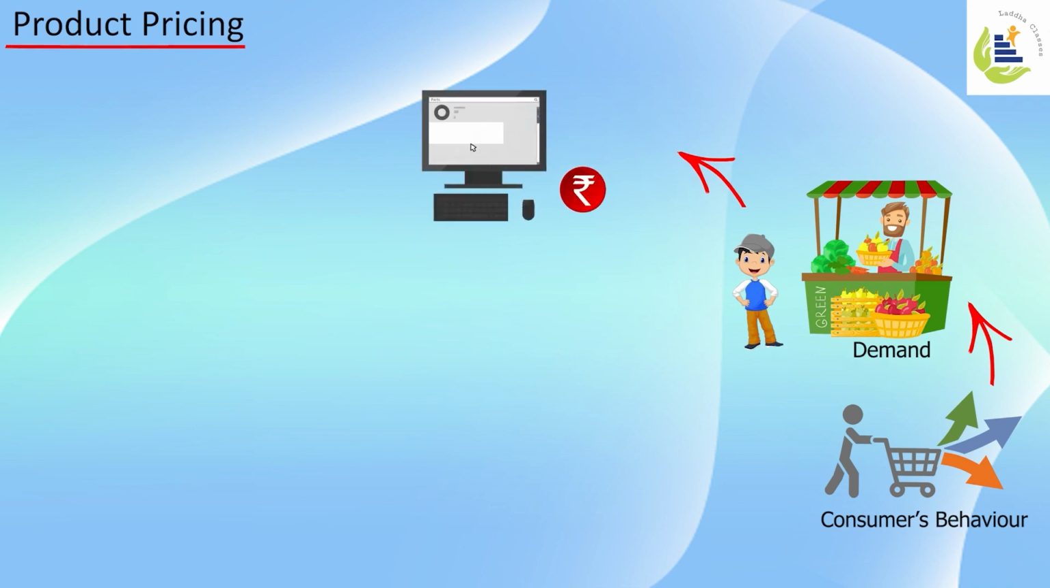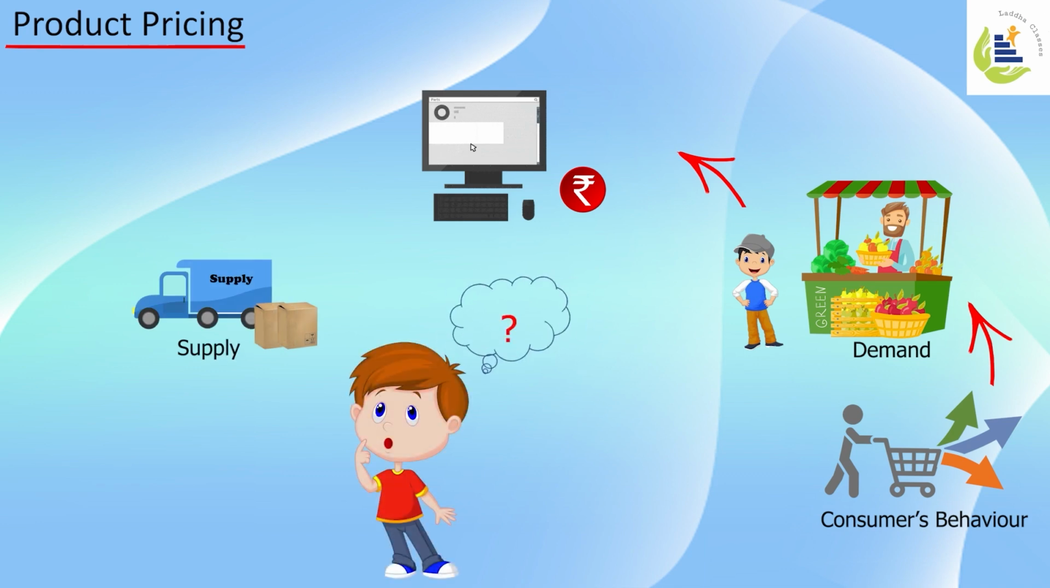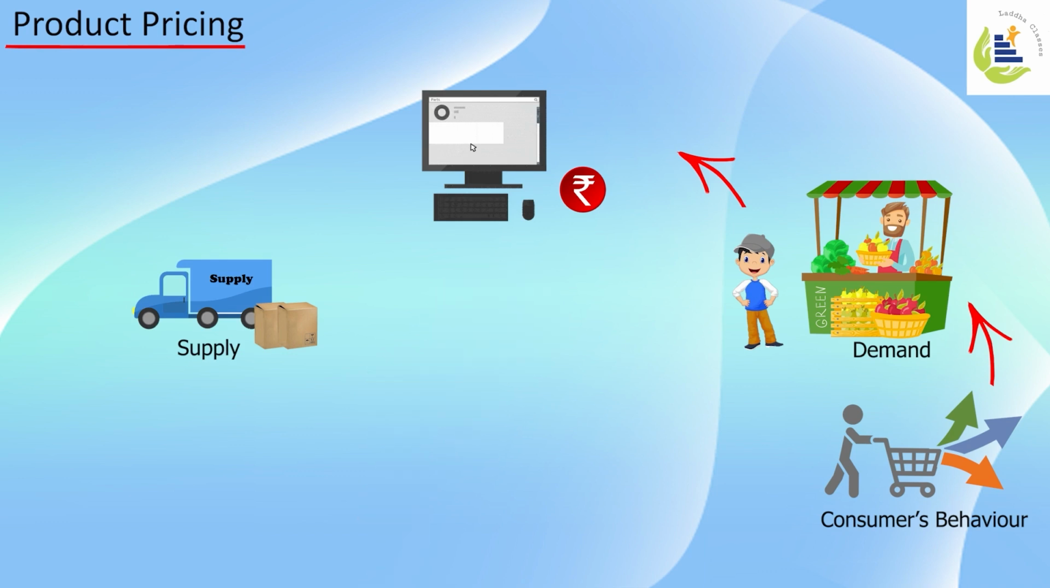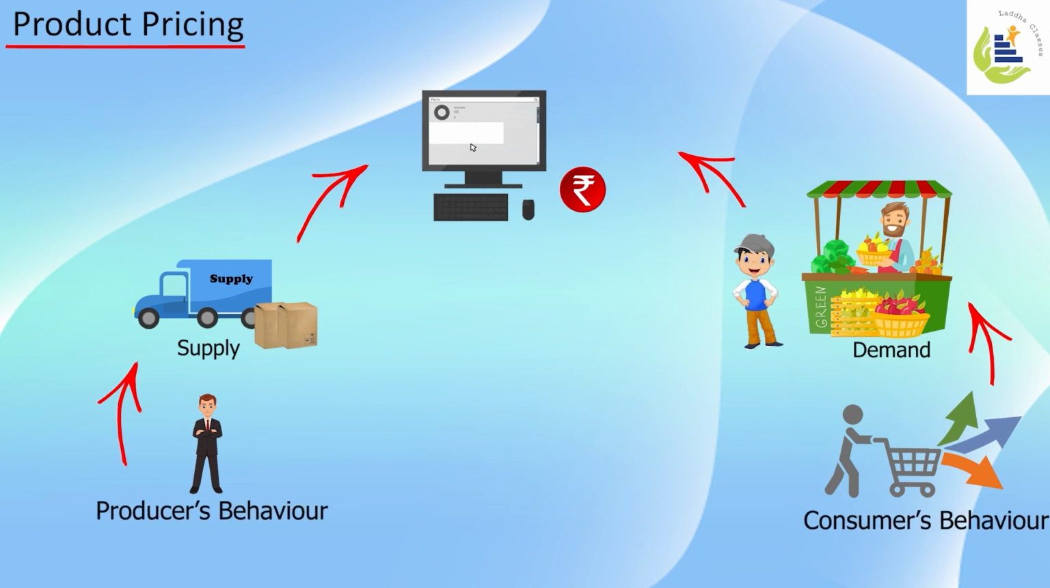Another aspect which affects the price of a product is supply analysis. Now, who supplies the product? Yes, the manufacturer or producer. So, in order to understand supply analysis, we need to understand producer's behavior. Producer's behavior helps us understand supply analysis, which helps us understand the price of the product. So if we combine both these theories, consumer behavior and producer behavior, which help us understand demand analysis and supply analysis, that will fix the price of a commodity. So let us understand how this dynamic works in greater detail.